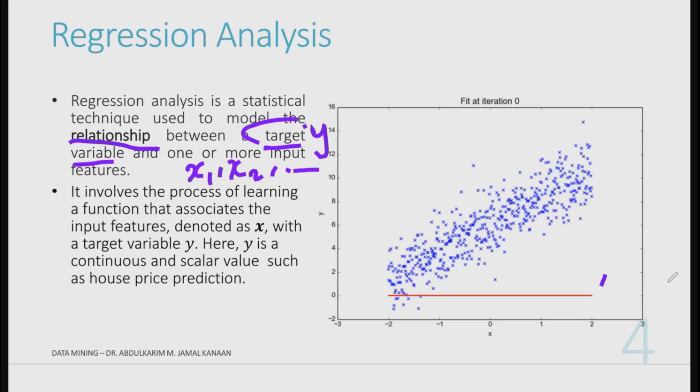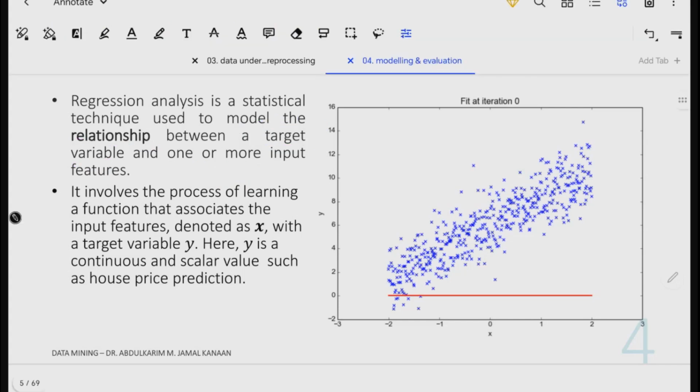Trying to do revision. It involves the process of learning a function, a mapping function, that associates input denoted as x with target denoted as y. Here y is continuous and scalar. So keep in mind, if you are working on regression, the target should be continuous. Scalar value, meaning you have only a single y.